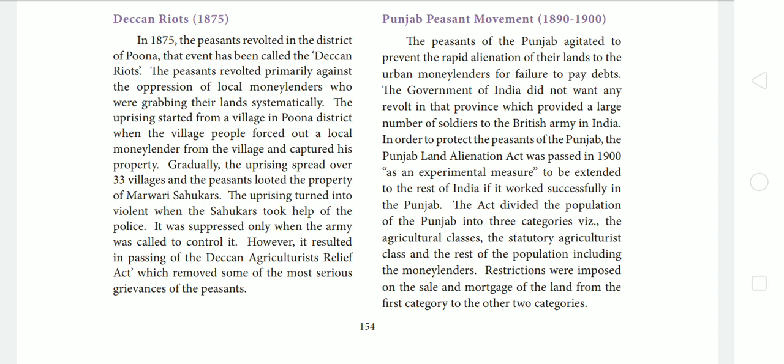Restrictions mean they could not transfer the ownership, they could not sell or mortgage the land from the first category to the other category, so that the land of the farmers could not be mortgaged by the moneylenders. So this is the Punjab peasant movement.